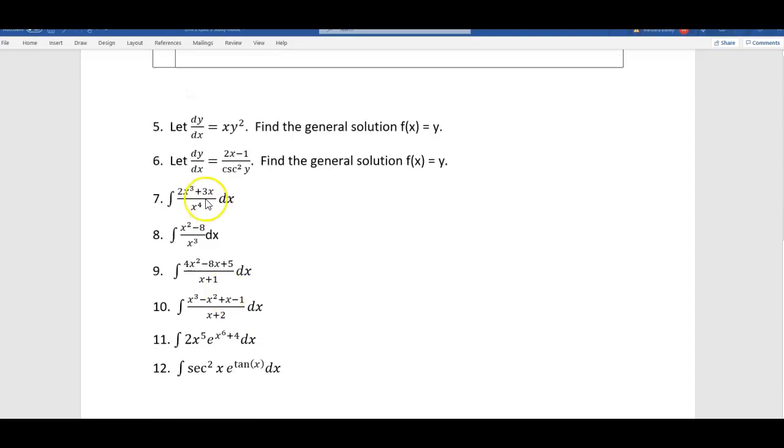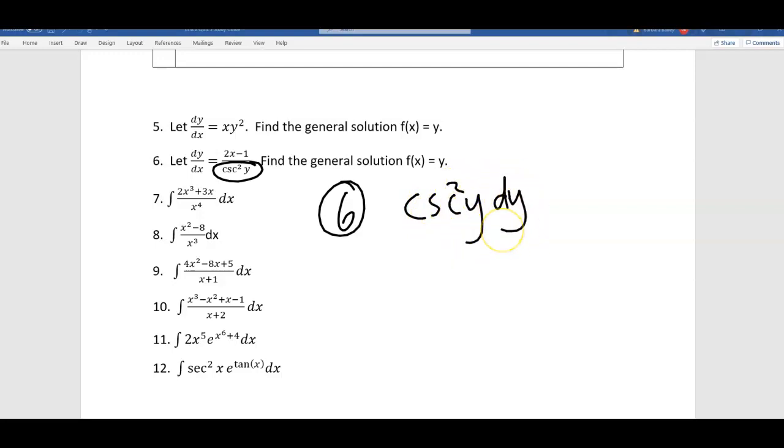So for these guys, I'm going to do all the even ones. So let's go ahead and start off here with number 6. Now at number 6, the first thing we want to do is separate our variables. So I'm going to multiply this cosecant squared of y to both sides. And I'm also going to multiply the dx on both sides. And that's my separation of variables there.